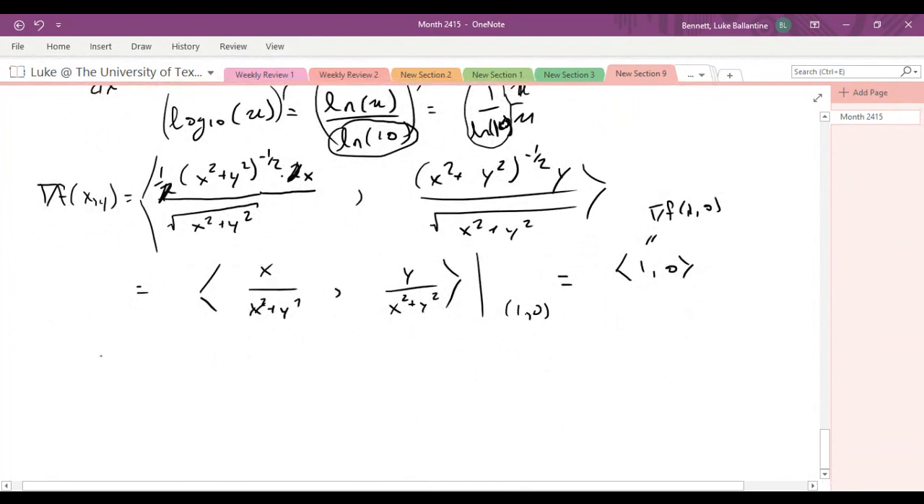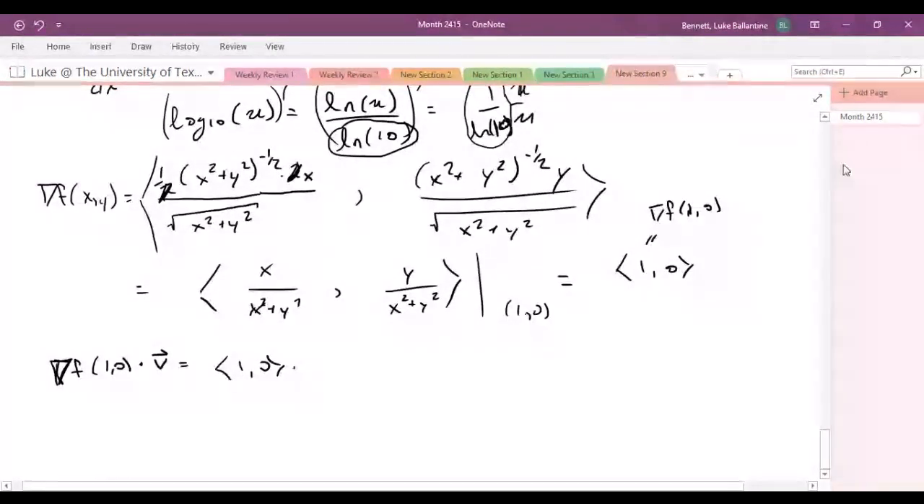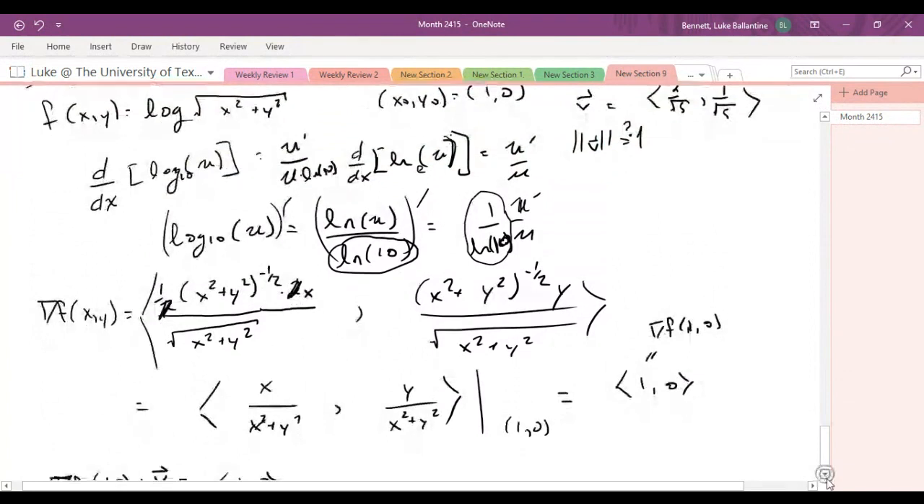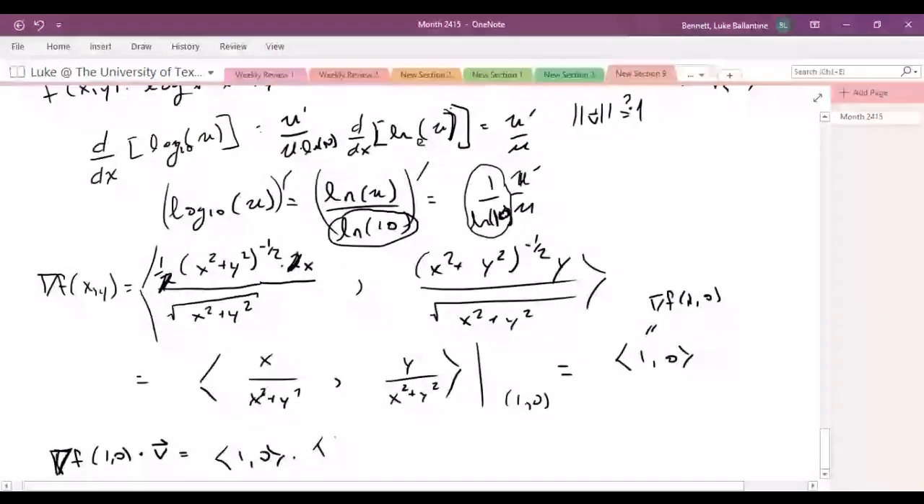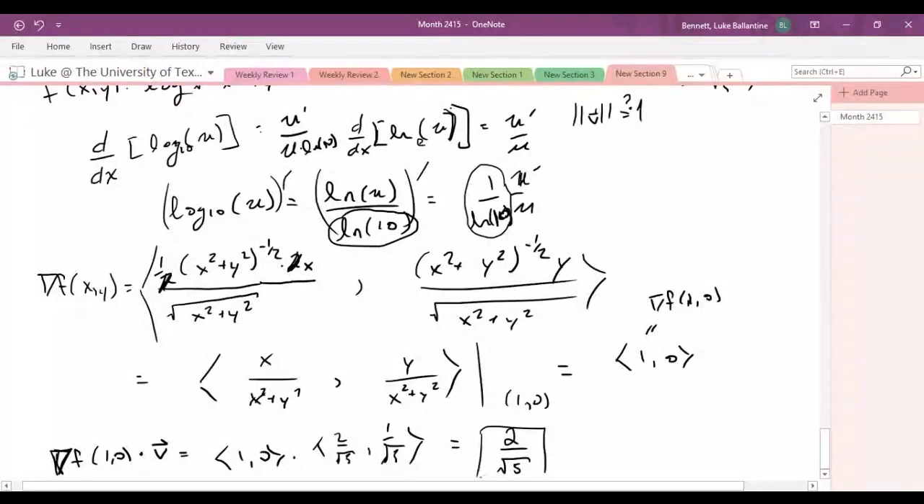Now we just have to take the dot product with our unit vector, so you have 1, 0 dot 2 over square root of 5, 1 over square root of 5. This is equal to 2 over the square root of 5, because 0 times 1 over square root of 5 is 0.